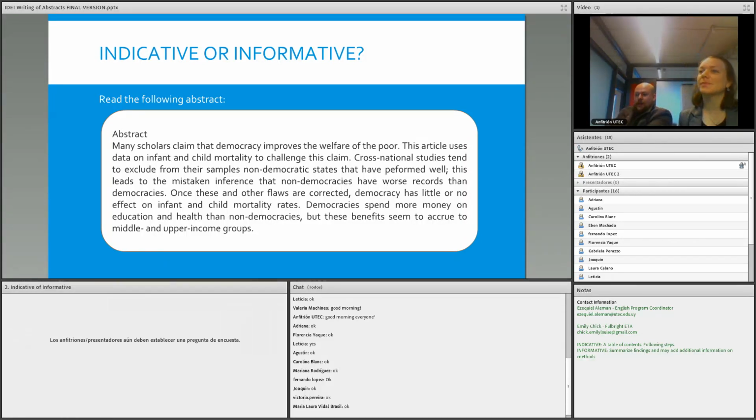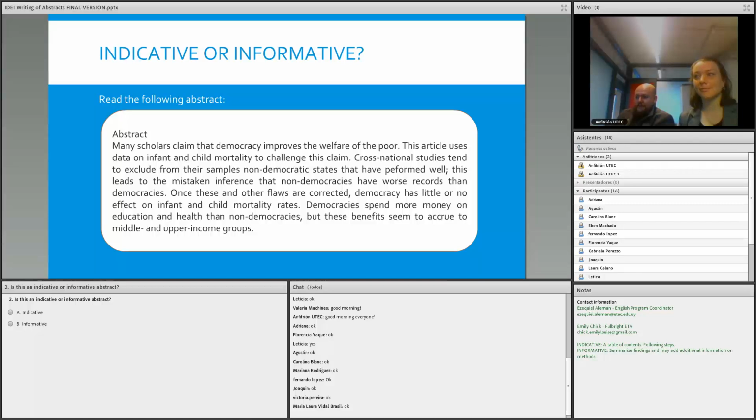So you can choose here whether this is an indicative or informative abstract. Remember, indicative means it's just a table of contents, while informative, it summarizes findings, and it may also add additional information on methods, background information. So what do you think? Is this an indicative abstract or an informative abstract? And if you have any questions, don't hesitate to write it on your chat box so we can answer.